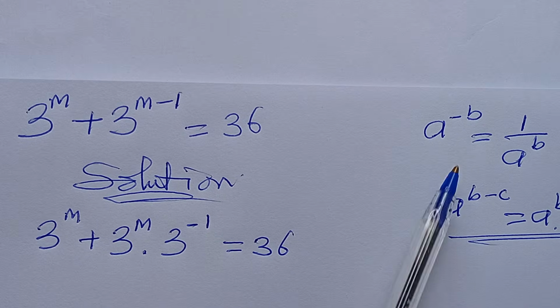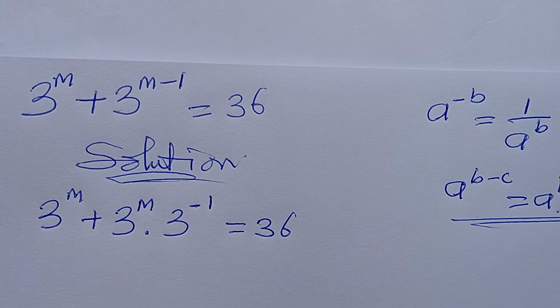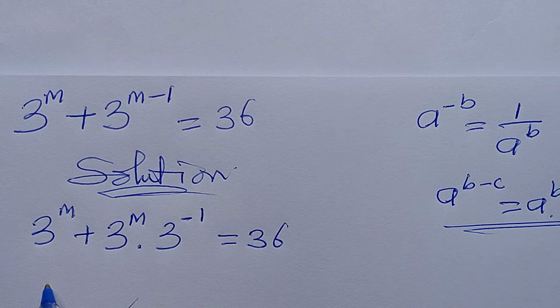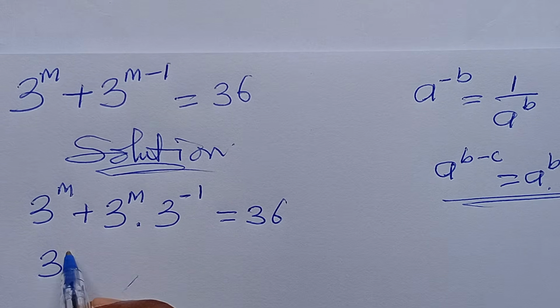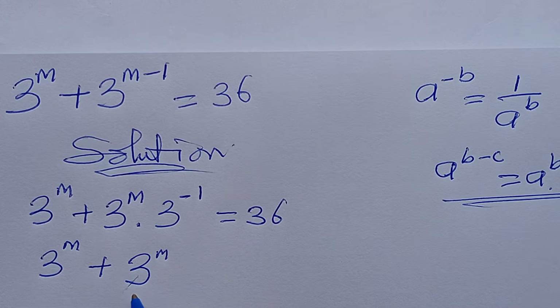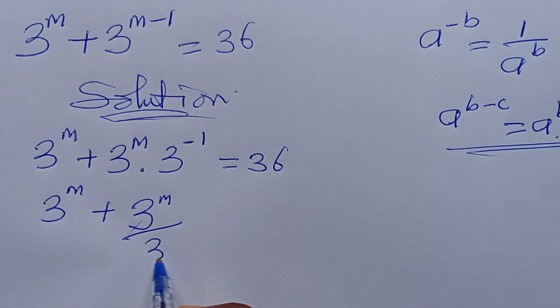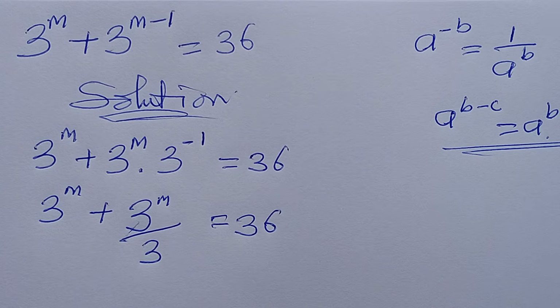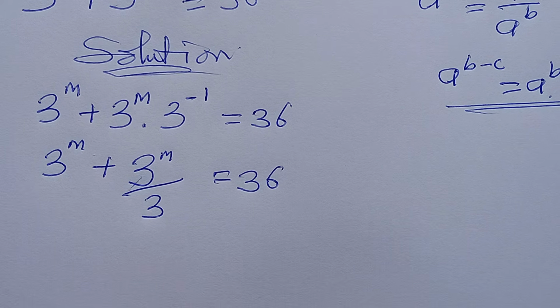Again, now I'm going to apply the first rule here, which is the negative exponent. And so if I rewrite this expression, this is going to give me 3 to the power of m plus 3 to the power of m all over 3 to the power of 1 equal to 36. Easy. Good. Now at this point, we can either eliminate the denominator straightforward, or make a substitution. But let's eliminate this denominator first. And so we multiply through by 3.